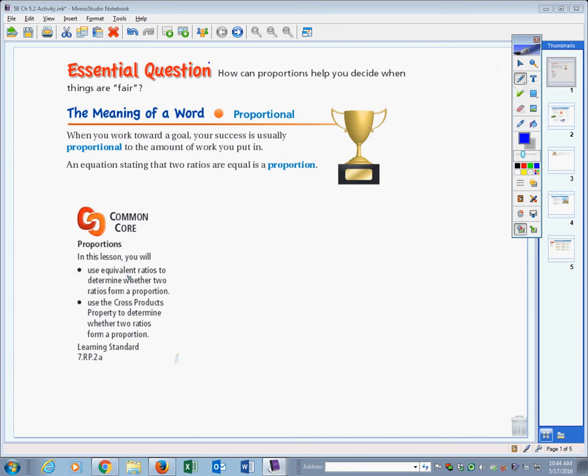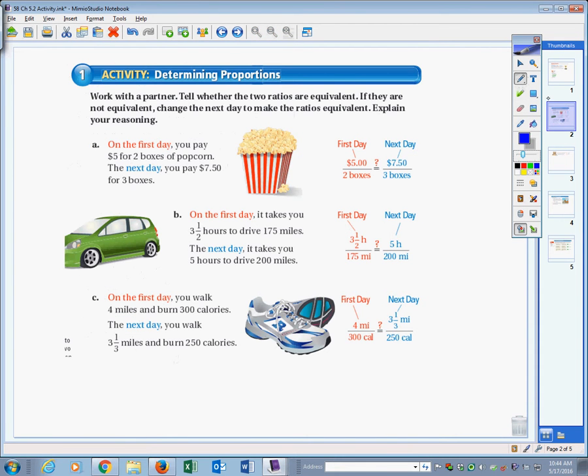The objectives today will be looking at equivalent ratios to determine whether two ratios form a proportion. And we're going to look at cross products to determine whether two ratios form a proportion. This cross product property is really the bulk of what we'll be doing today in class. So if you turn to your record and practice book, section 2 for chapter 5, we're going to start with activity 1.